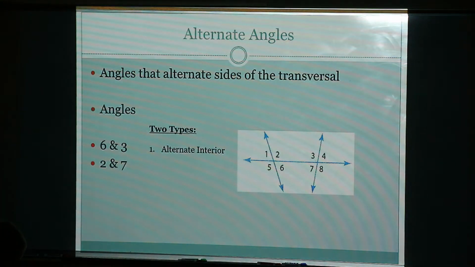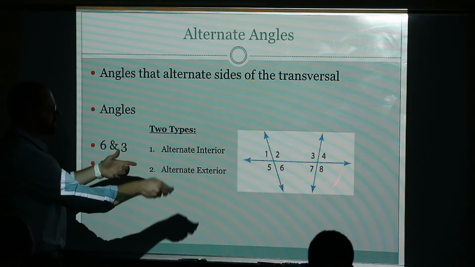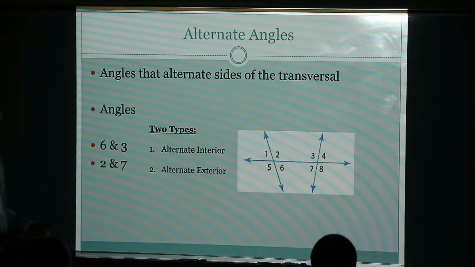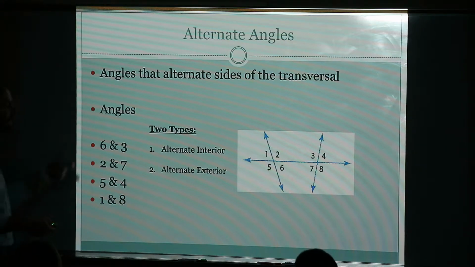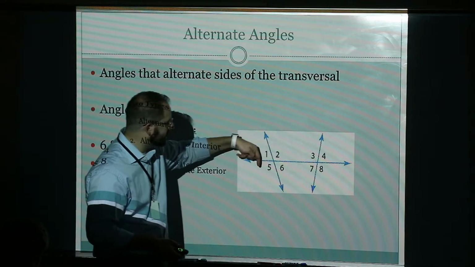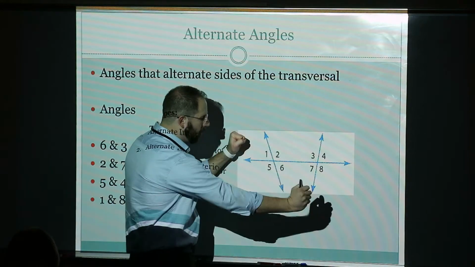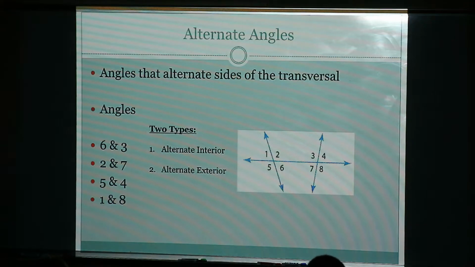Now, the other one that we didn't get to yesterday, the new one, was alternate exterior. Alternate exterior angles are on the outsides now. So what are the exterior angles on this picture? 1 and 8, 4 and 5. Exactly. In fact, you gave me the right pairs: 1 and 8, and 5 and 4. Those are the alternate exterior angles. They're on the exterior, they're on alternating sides, and they're not touching each other. So 1 and 8. Does that make sense with alternates, how they work, how they're diagonal from each other?